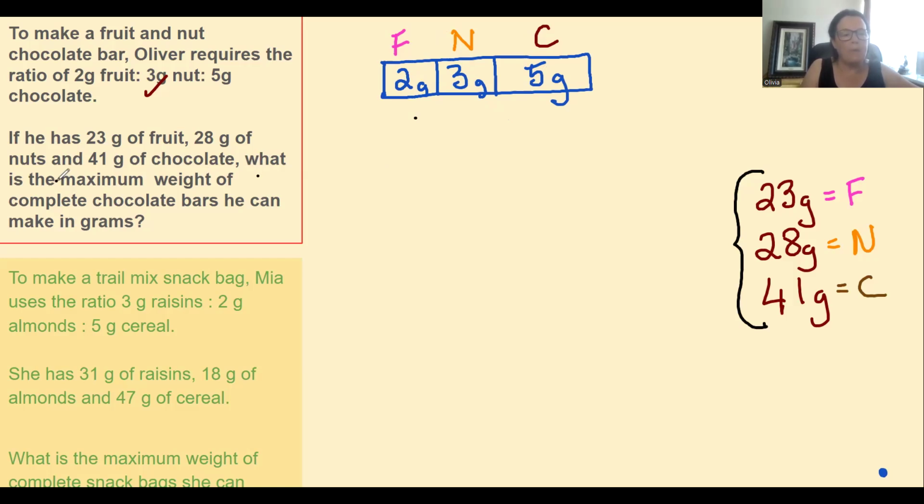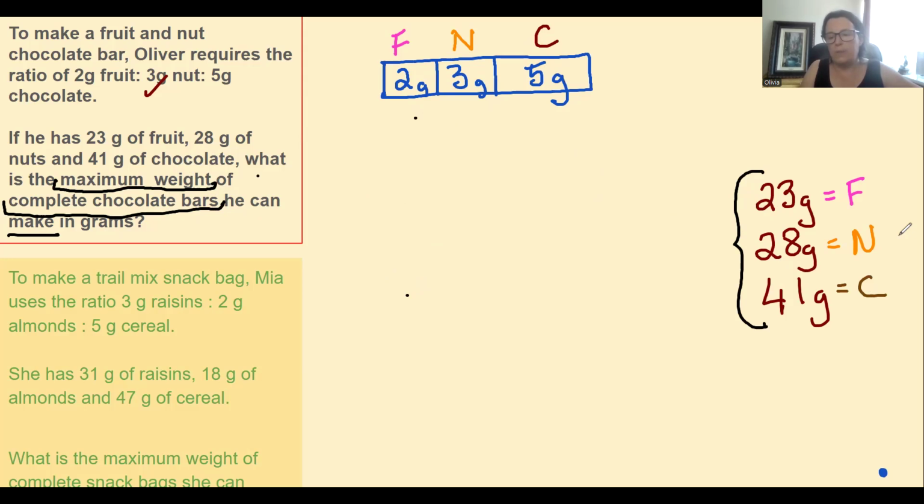What are they asking us next? What is the maximum weight? So what's the heaviest of complete chocolate bars he can make? There are actually 2 questions in this that we need to answer before we find out the weight. One is, how many bars can Oliver make? How many bars of chocolate can Oliver make if he has these ingredients on my right? How many of these can he make? And then what do they weigh? So what is the weight of the biggest amount of chocolate bars he can make?